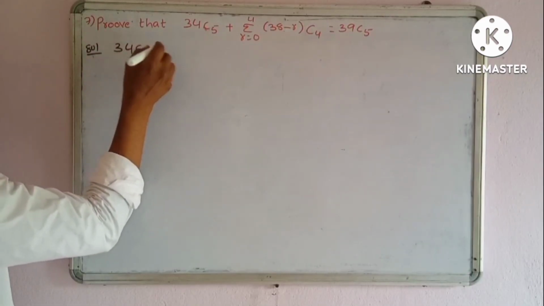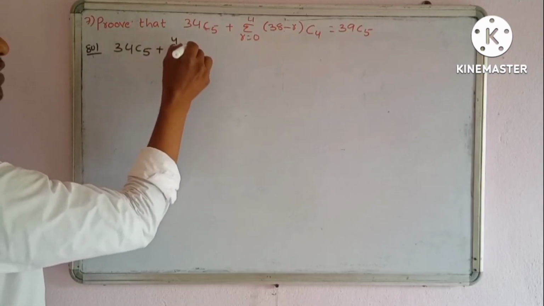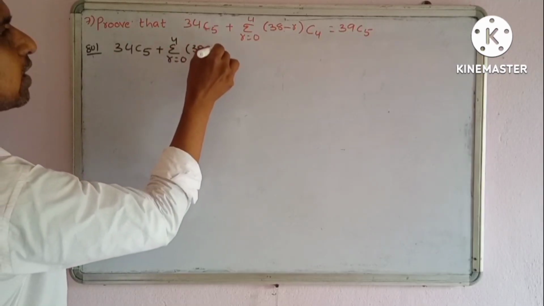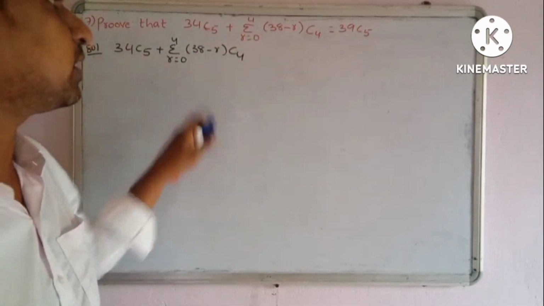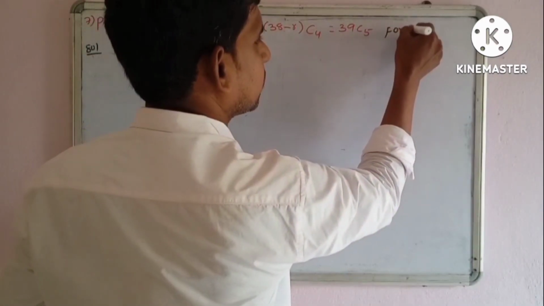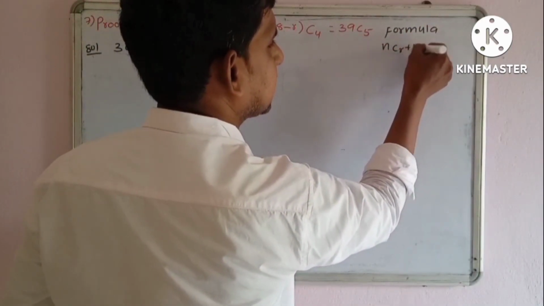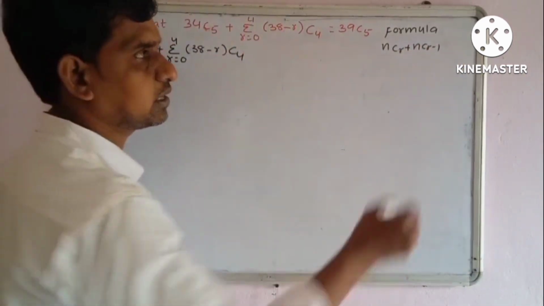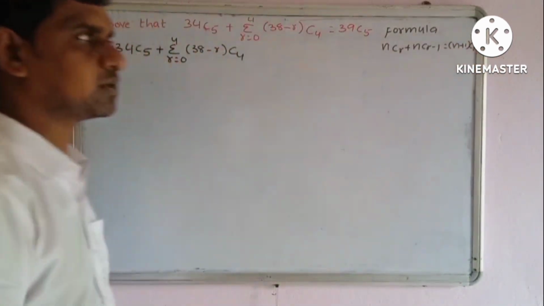34C5 plus sigma r equals 0 to 4 of (38 minus r)C4. Sigma is nothing but addition. We know the formula: nCr plus nC(r minus 1) equals (n plus 1)Cr.